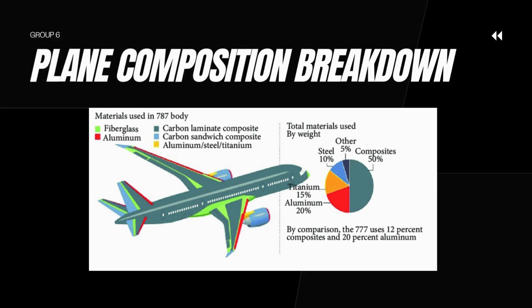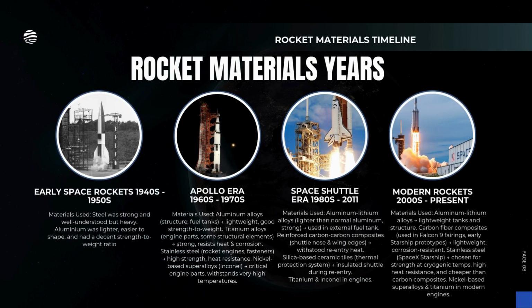This slide shows the plane composition breakdown. It illustrates the different materials used to build an airplane and how each part is made from specific materials to balance strength, weight, and performance. From the sturdy metals of the past to the advanced composites of today, the evolution of rocket materials is the story of space exploration itself.